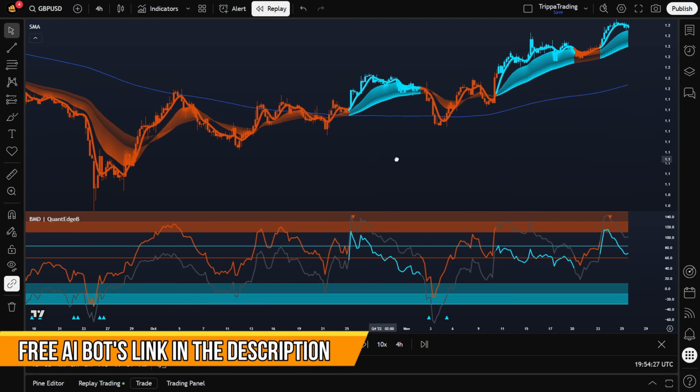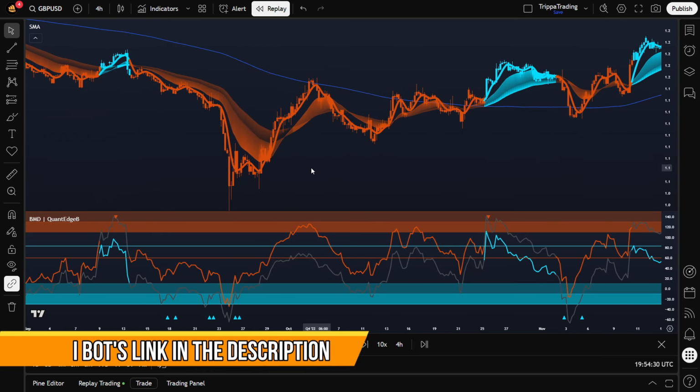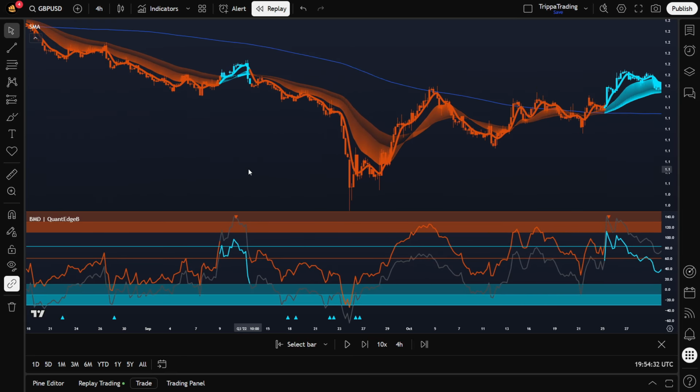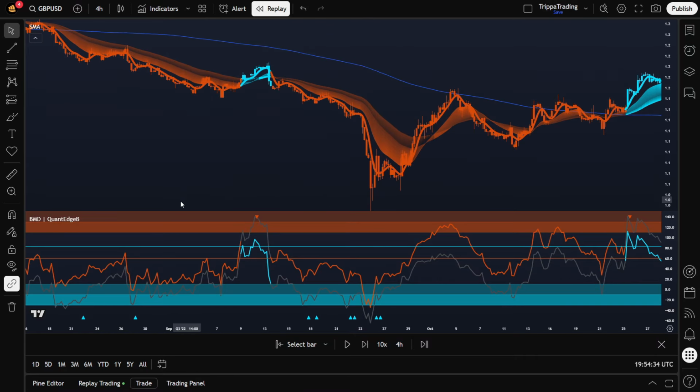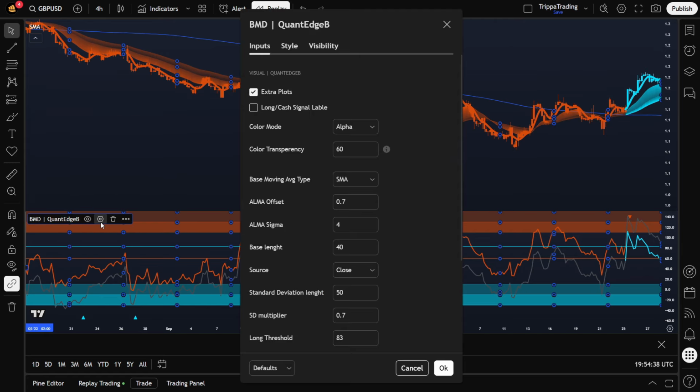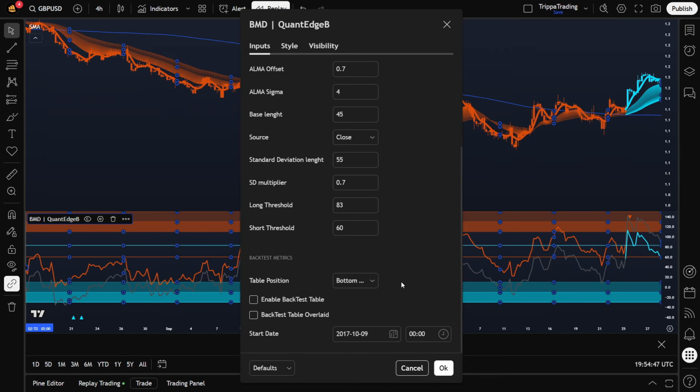Different markets need slightly different settings. So now let me quickly show you the best settings for each market, according to me. You can test with these and see if you are getting good results using these. For forex, use base length 45 and SD length 55. Forex has sharp session-based volatility, so a slightly longer setting helps filter out fake moves. Use long threshold at 85 and short threshold at 58.